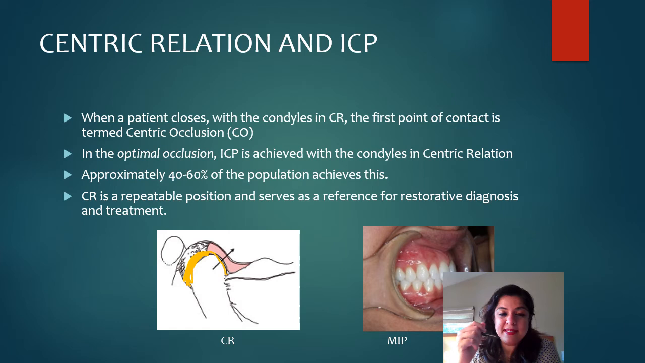The problem happens when the dentist does not record this position correctly. Oftentimes, how do we record this position? You can record it using the blue mousse, where you ask the patient to bite down, or wax wafers. These are approximate ways of measuring centric relation.